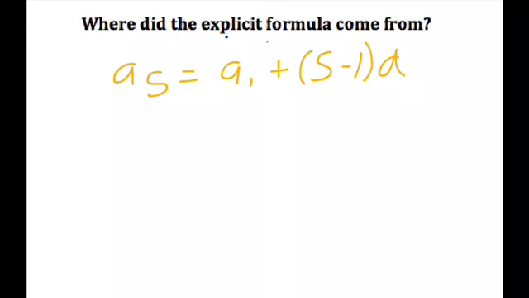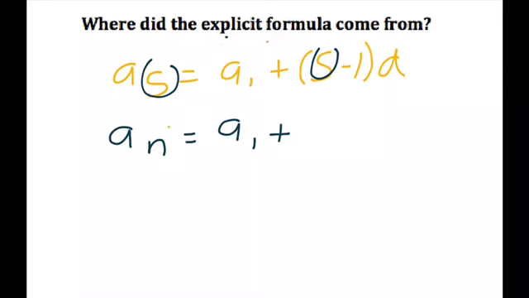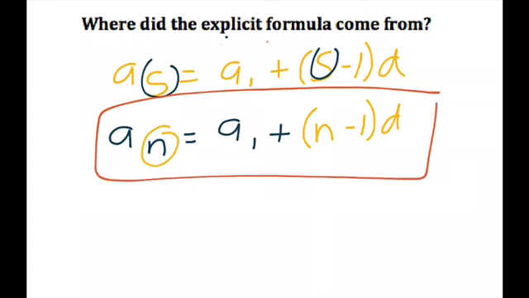Okay, so we're going to go back to A sub 5 equals A sub 1 plus parenthesis 5 minus 1 times D. If I have A sub n equals A sub 1 plus, instead of a 5 right here, which came from here, I want to take this n and put that right here, n minus 1 times D. And now I have the formula that I gave you at the top of that page for the arithmetic sequence for the explicit formula.